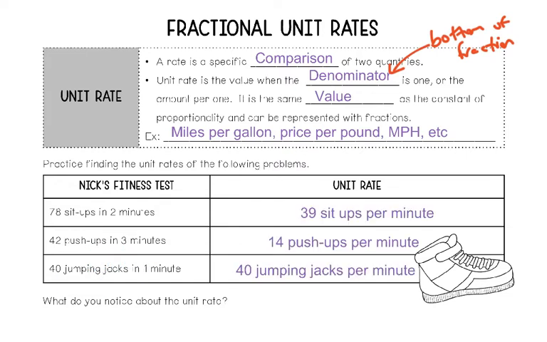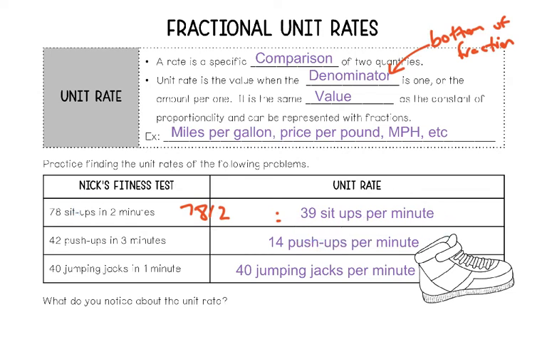Okay, so you should have just tried these. It said practice finding the unit rates. The unit rate means divide. When you see unit rate, that means divide. So whenever you see 78 sit-ups per 2 minutes, you're going to do 78 divided by 2. That gave us 39 sit-ups per 1 minute. Since it's per one thing, that means it's a unit rate. We can use the unit rate to make comparisons and to predict. We know that Nick is doing sit-ups at a rate of 39 sit-ups per 1 minute.